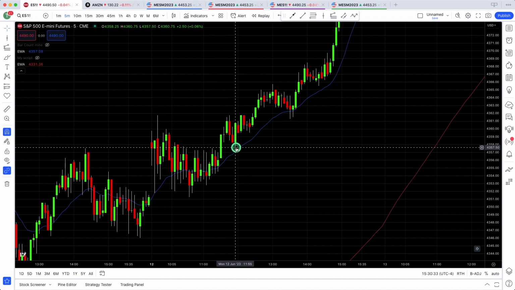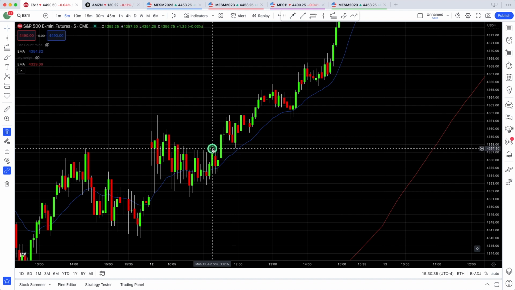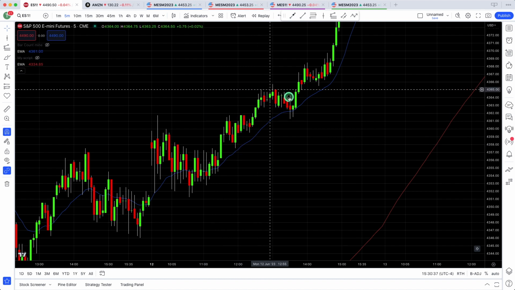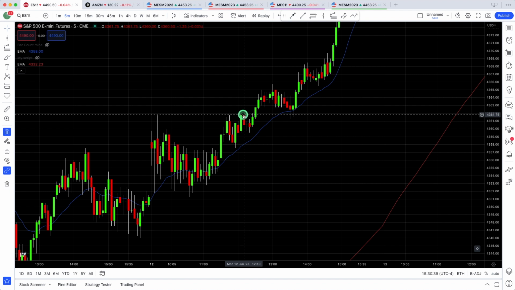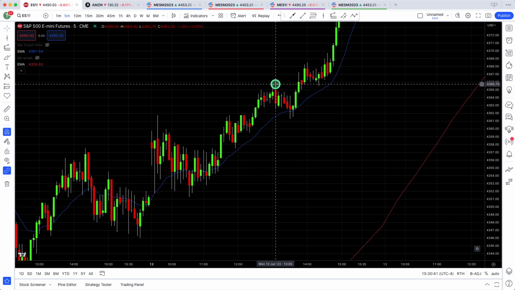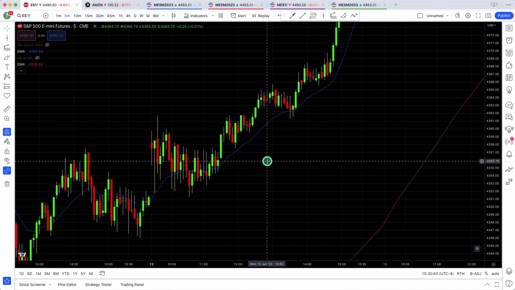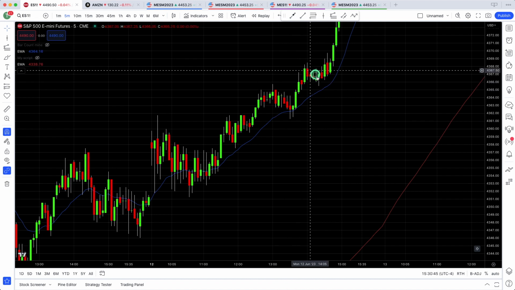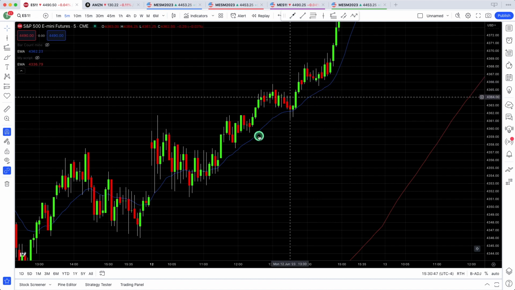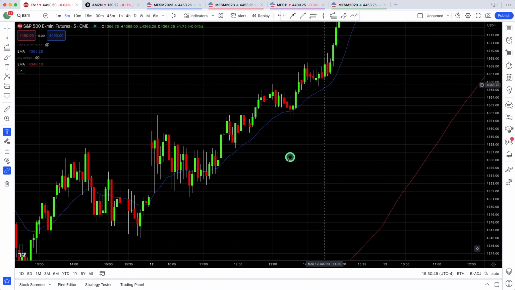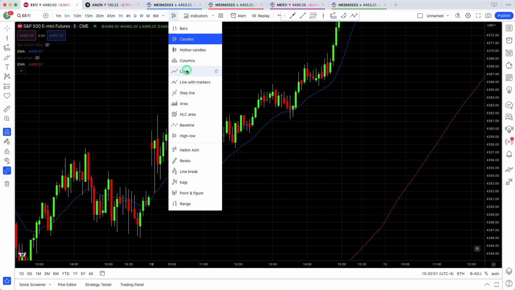So this pullback doesn't get below the breakout point. But then here we have a breakout, and this pullback does get below that breakout point. And this pullback gets below this breakout point. And so this one isn't really hard to see, but even though we're getting overlap between the pullbacks and the breakout points, all the body gaps are staying open. And using a line chart makes that obvious.